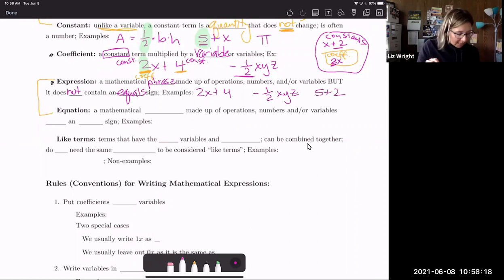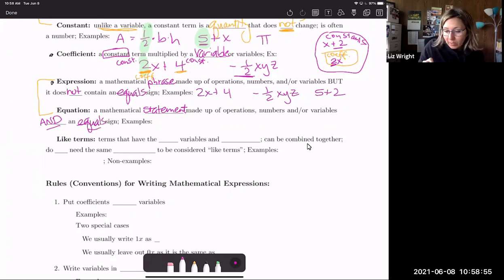An equation is a mathematical statement. So you can think about this if you're an English person, like a fragment versus a sentence. Our expression is similar to a fragment, and our equation would be similar to an actual statement or a sentence. So a mathematical statement made up of operations, numbers, and variables, and an equal sign.